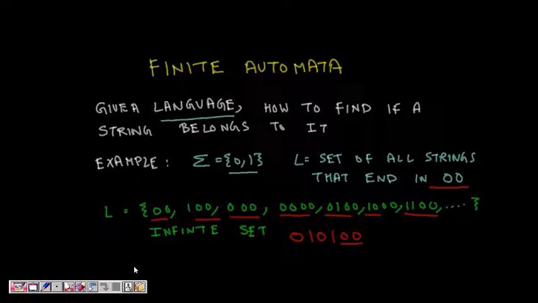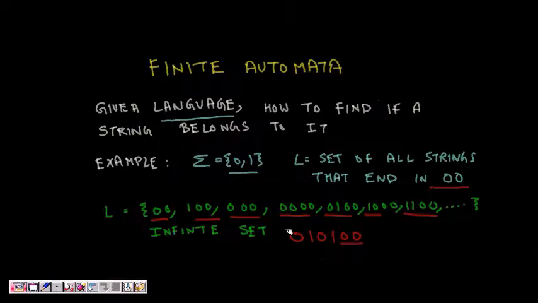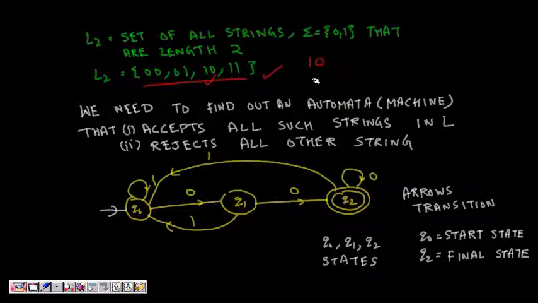You can do that for the set of all strings with 0 and 1 that are of length 2. Then I have a finite set of strings in this language: 00, 01, 10, 11. This is fine, I can compare. You give me 10, I see it is present. But this will not work here because you don't have infinite storage, and it will be costly also. Even if you have a finite number of elements, you will have to search them. So can we have something better?